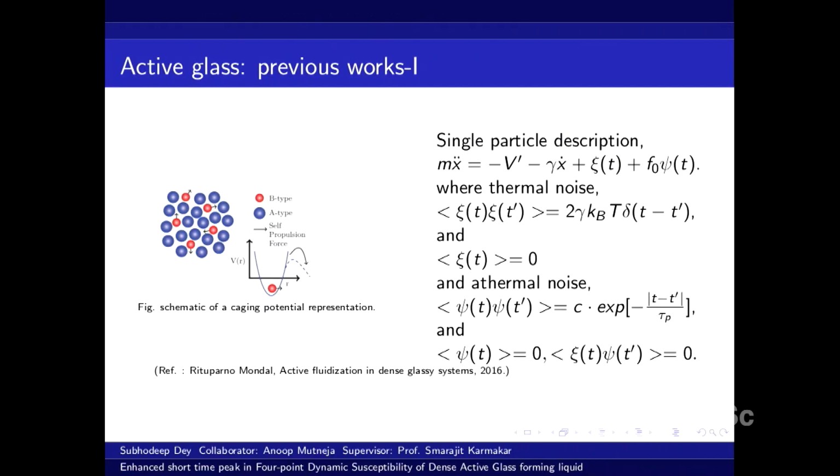This is one of the earlier papers, like Rituparna's paper, showing that if a particle can be considered as trapped in a field due to its neighboring particles, then we can write a Langevin equation, and this active force with certain noise is added directly to the equation of motion, which we also do during MD simulation. There are two noises you can notice. One is the thermal noise, and another is a noise with some width tau p, which comes from the persistence time.